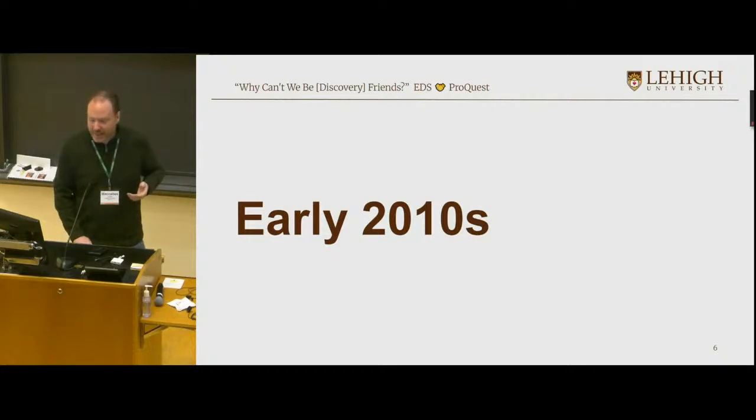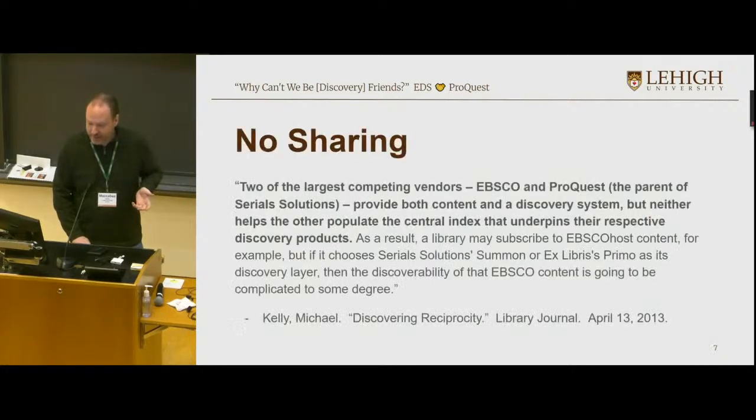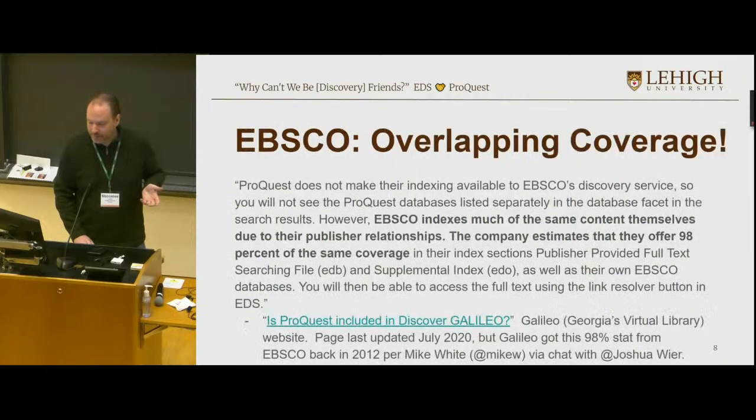So what's the lightning talk round history of this issue? More than a decade ago, Library Journal noted that two of the largest competing vendors, EBSCO and ProQuest, both provide content and a discovery system, but neither helps the other populate the central index that underpins their respective discovery products.